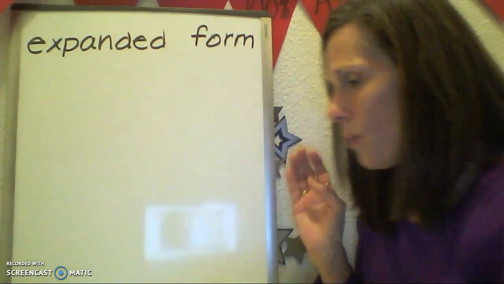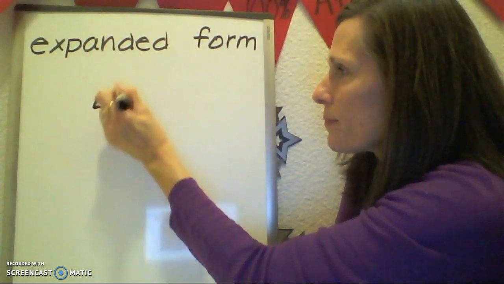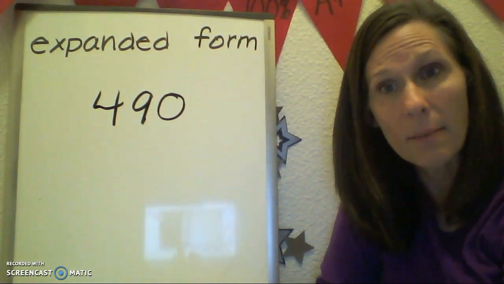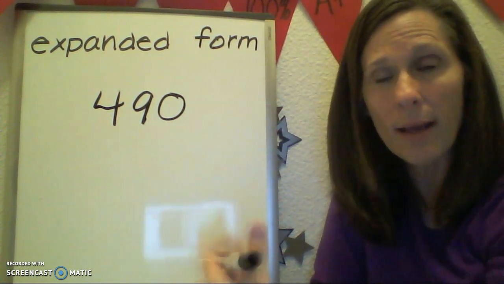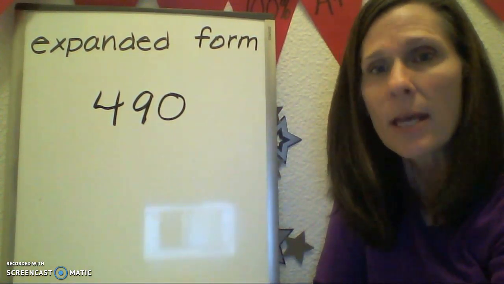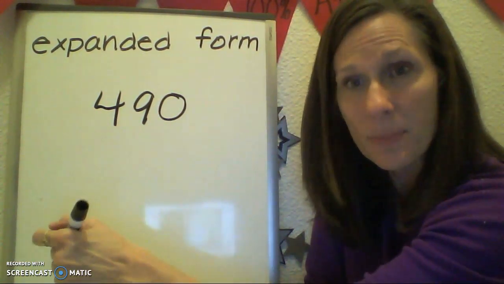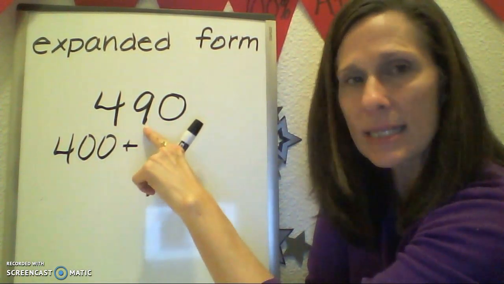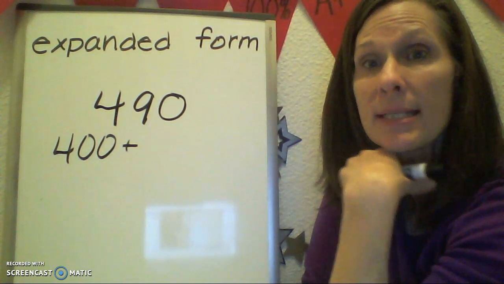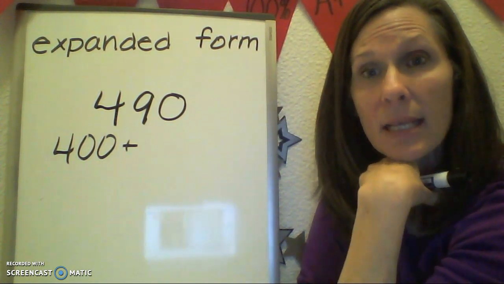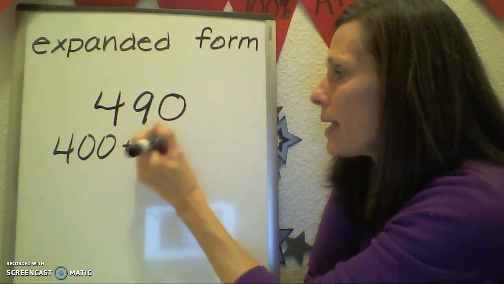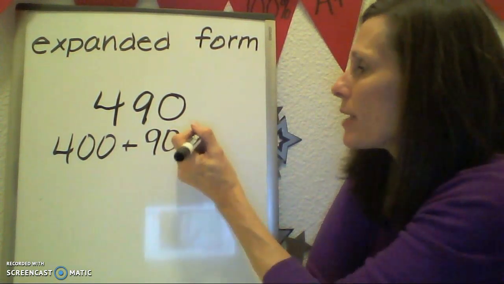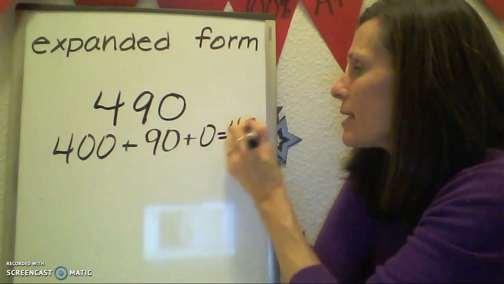Okay, let's do another one. Let's see what happens if I have one like this: 490. Well, I still have to write it as a sum, and I still have to show the value for each digit. So the 4, which is in the hundreds place, I would still write 400. The 9 is in the tens place, so the 9 really means 90, right? And then of course 0 is in the ones place, which is nothing, it's just 0.